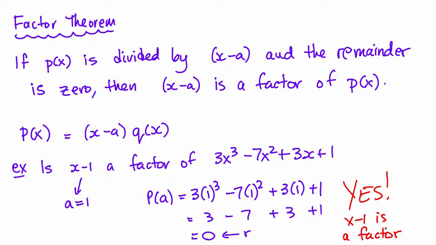We can take this even one step further. There's only certain numbers that are possible factors, and that is something called the rational root theorem, which looks a little confusing to start, but is actually pretty amazing and pretty quick to use. So let's take a look at that, and then that's it for these notes.